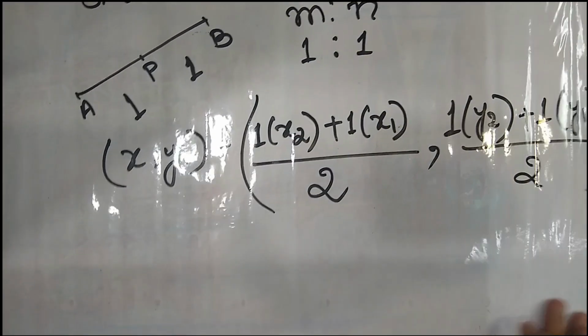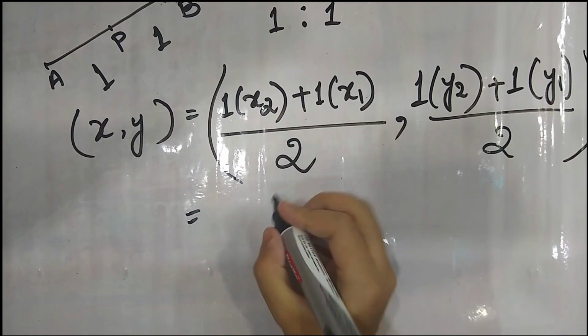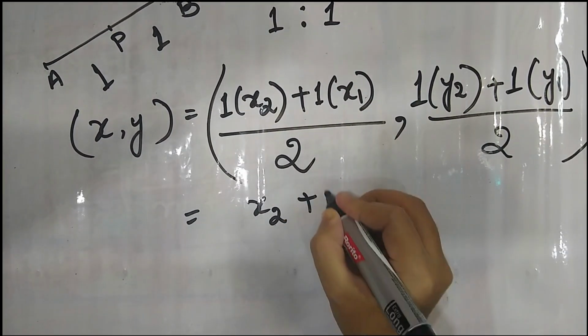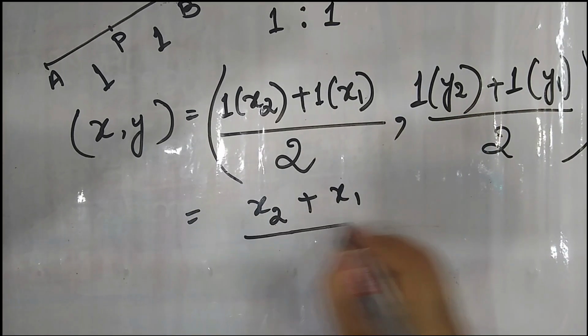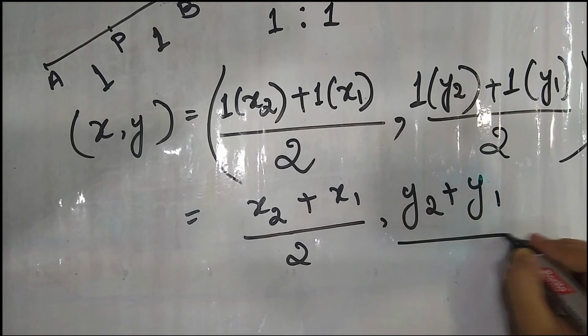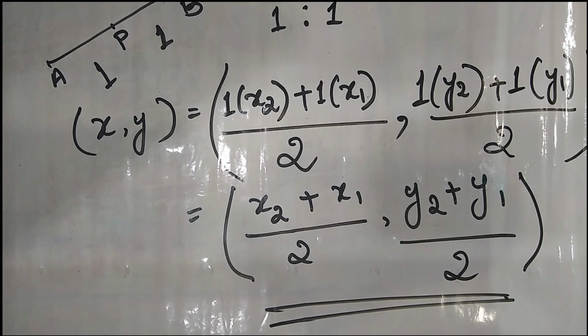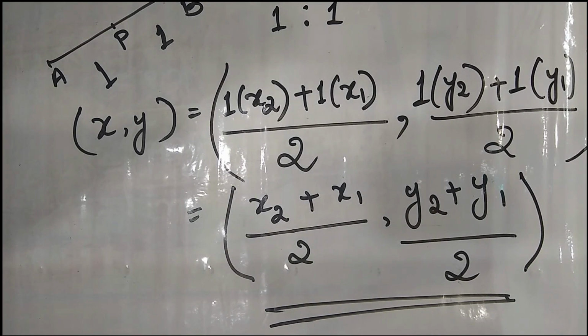So this is your coordinate. We'll just simplify and write it down. 1 into x2 is nothing but x2, plus 1 into x1 is x1, divided by 2, comma, y2 plus y1 divided by 2. So this is your coordinate for a midpoint which divides your line segment in the ratio 1 is to 1.